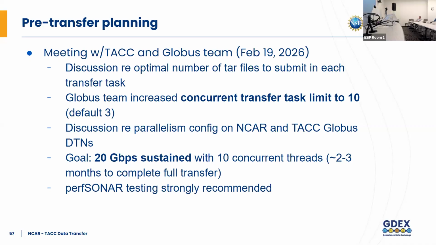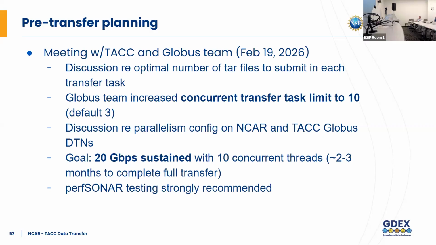The default setting for users using Globus transfer is a maximum of 3 concurrent transfers at any one time. The Globus team were generous and they increased our concurrent transfer task limit to 10, so we could have 10 concurrent transfers running at any one single time. So that was a big factor in how we were able to move this data so quickly.